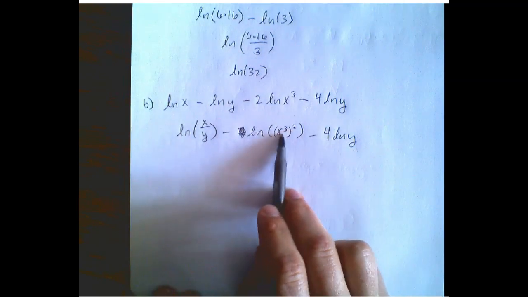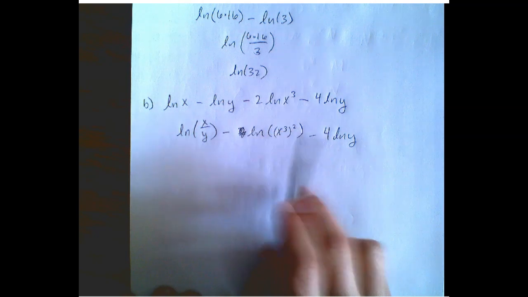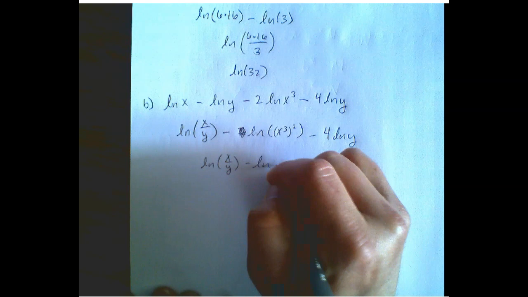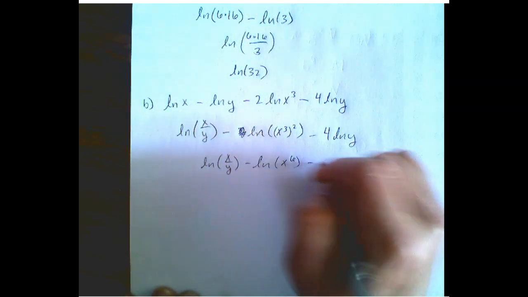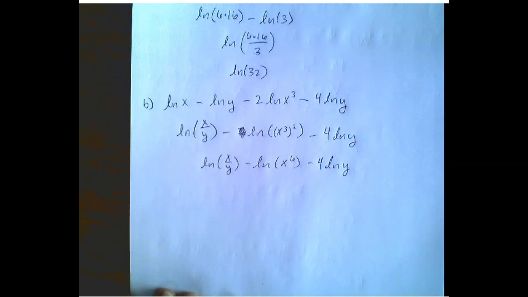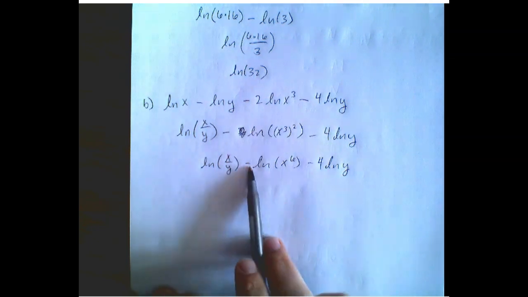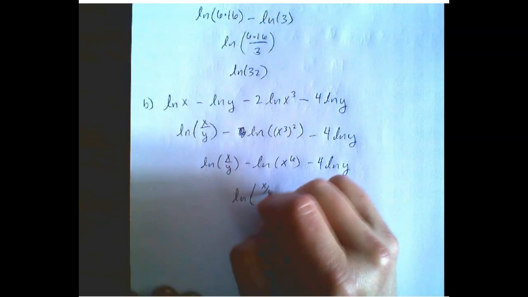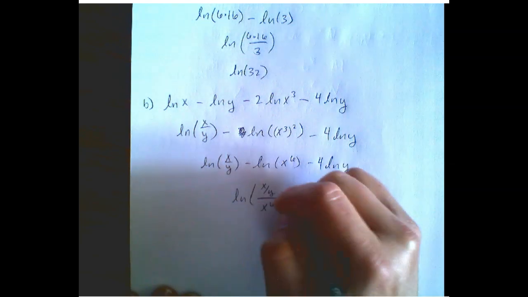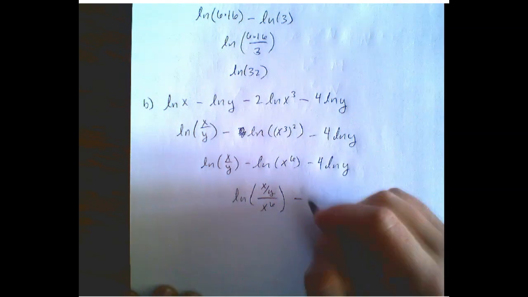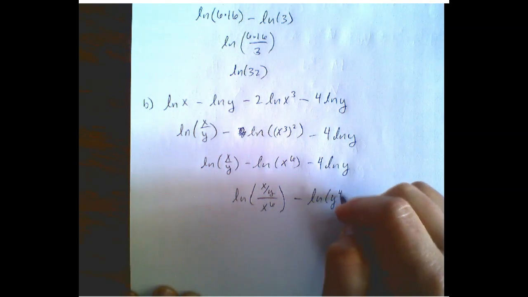So x cubed squared, what's that? Well, this is a power to a power, so we'll multiply. So it's natural log of x over y minus natural log of x to the 6th minus 4 natural log of y. This can be condensed, so it's going to be the natural log of x over y over x to the 6th minus... Oh, we can put this power up there, natural log of y to the 4th.